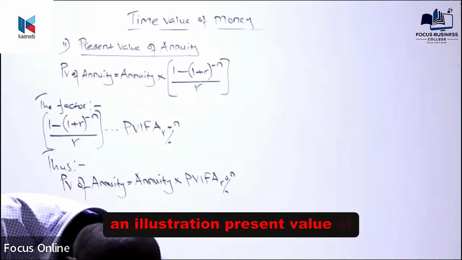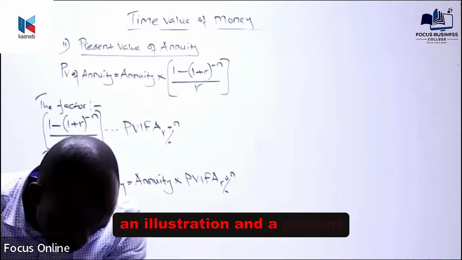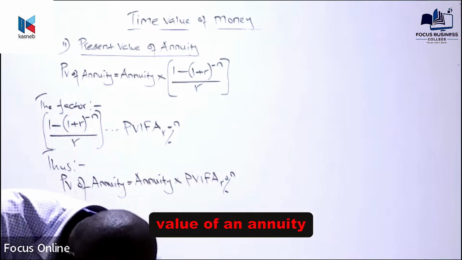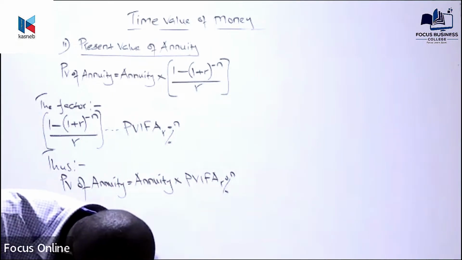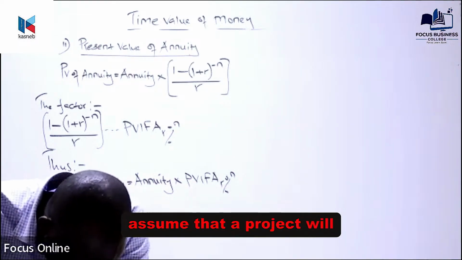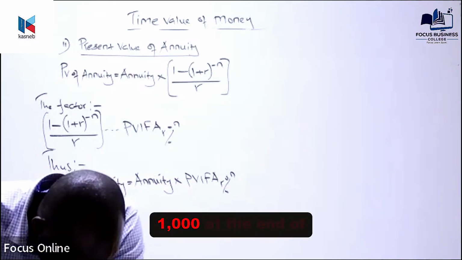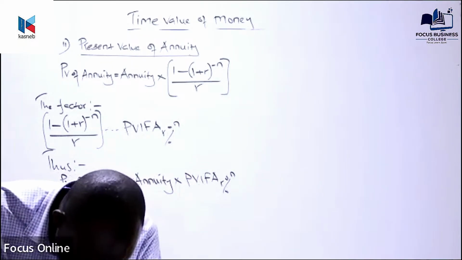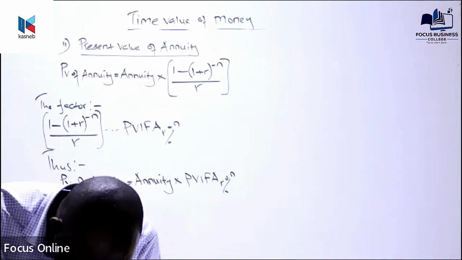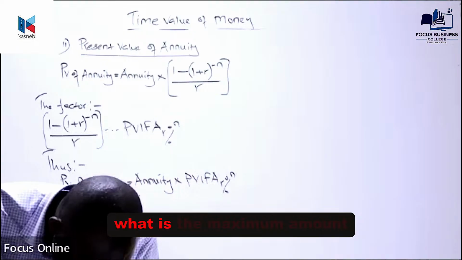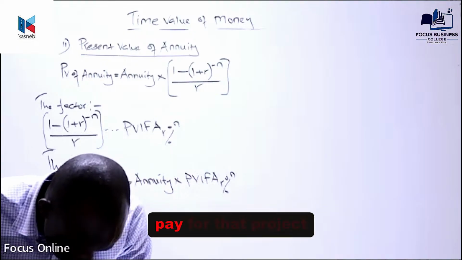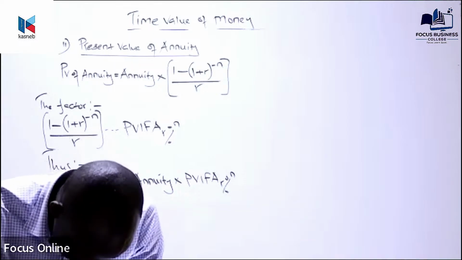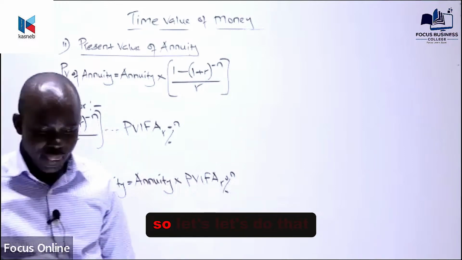An illustration of the present value of an annuity. Assume that a project will give you shillings 1,000 at the end of each year for 4 years. What is the maximum amount you would be willing to pay for that project if the required rate of return is 10%? So let's do that.